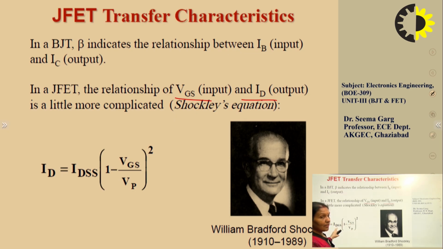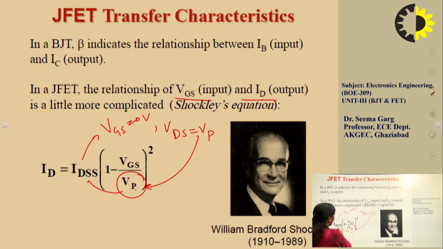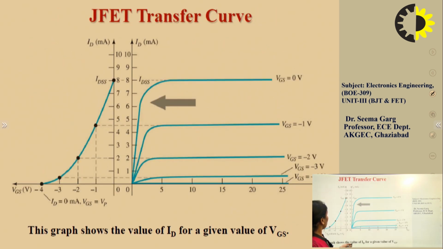So IDSS is the saturated current, which is the current when your VGS is equal to 0 volt and VDS is equal to VP. At that point of time, the current which we get is the IDSS, and VP is the pinch off voltage. This is the voltage when VGS is equal to VP, then the current becomes 0. So with the help of this, we can always draw the transfer characteristics also. So here you can see there are two ways of doing it. Either you can draw it graphically, or you can do it analytically by using the Shockley equation.